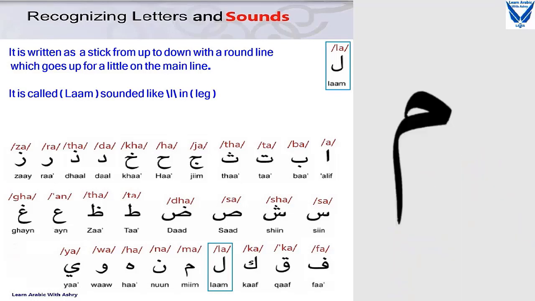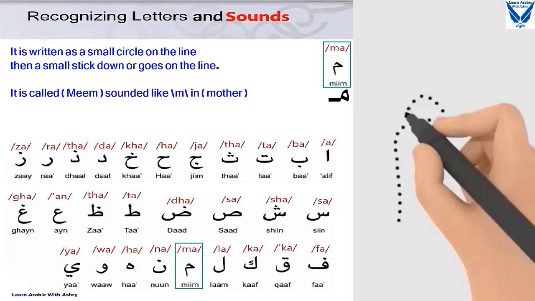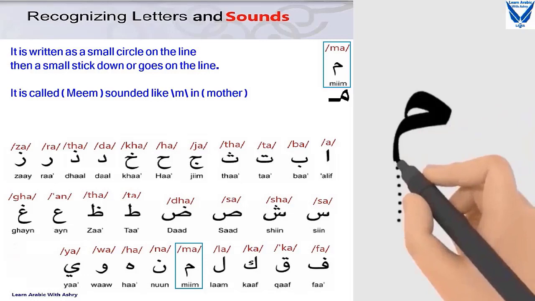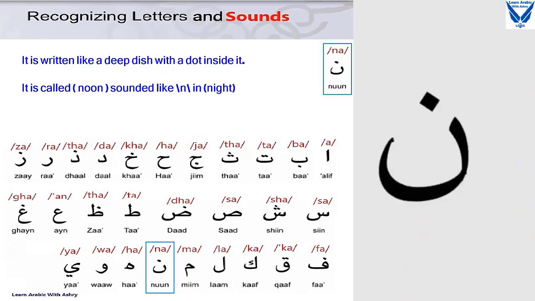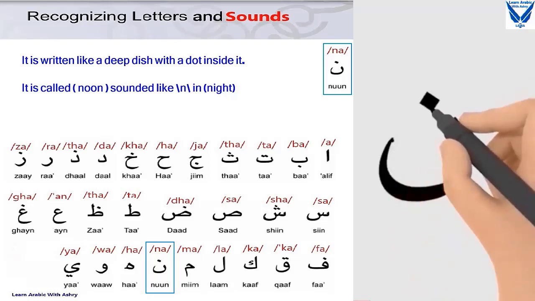It is written as a small circle on the line, then a small stick down goes on the line. It is called meme, sounded like M in mother. This is written like a deep dish with a dot inside it. It is sounded like N in night.